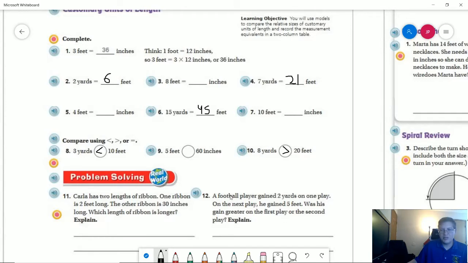Number 12, a football player gained 2 yards on one play. That is going to equal 6 feet. And then on the next play, gained 5 feet. Was his gain greater on the first or second? It would be the first play by 1 foot.